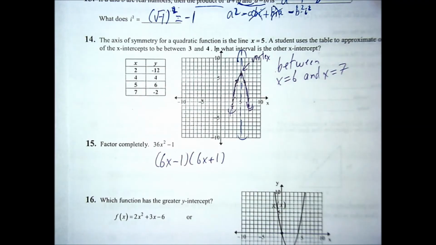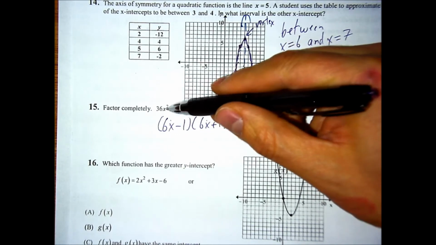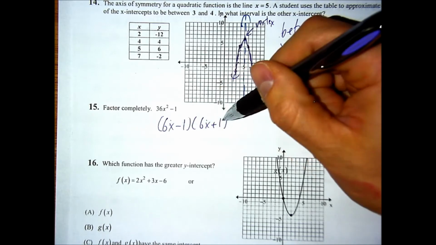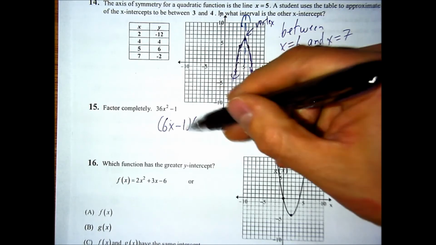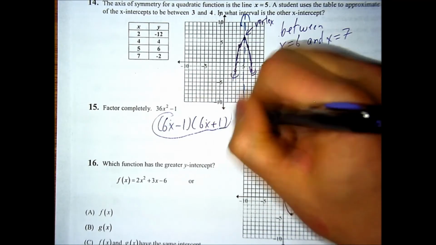Again, it's multiple choice, so you can match the question with the answer on the final exam by doing 6x times 6x, that makes 36x squared. Negative 1 times 1, that makes negative 1. 6x times positive 1 is positive 6x. And negative 1 times positive 6x is negative 6x, which would reduce out the middle items there.